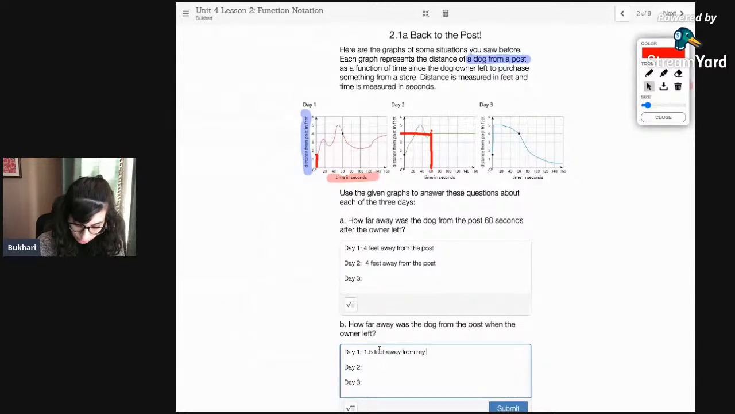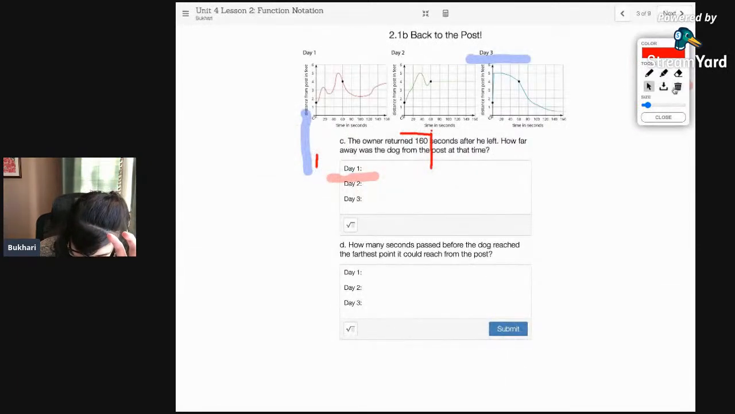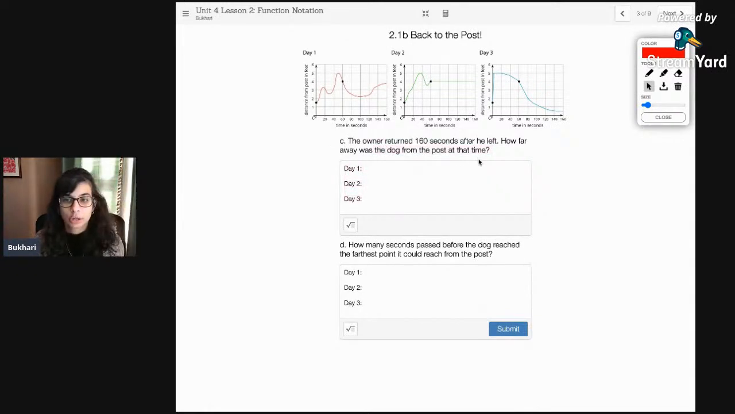And so I want you to think about each one at a time. When I'm asking how far away, I'm looking for my output. But take a look at the next slide. We're continuing to look at how far away, which is still looking at our distance. But our last question represents how many seconds have passed. So now I know the distance. In fact, over here, I'm talking about my farthest point. So I know my output. My question is, what is my input?